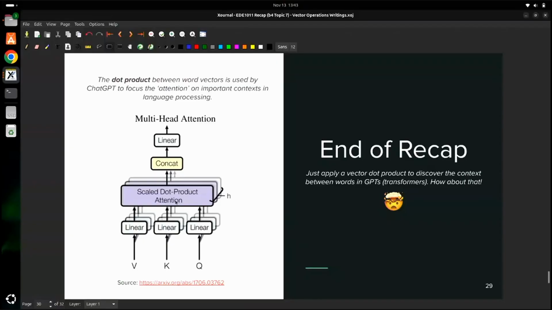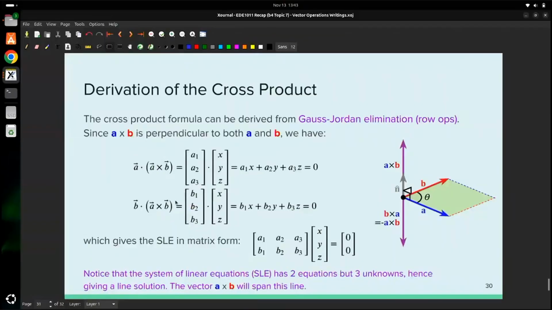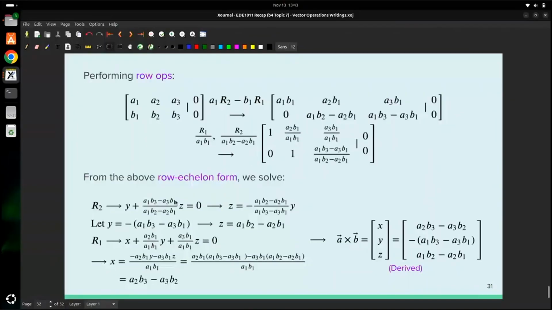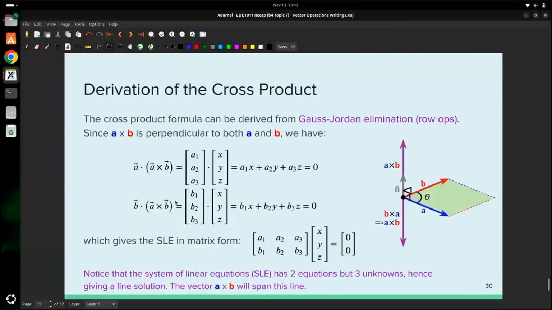LLM. Okay? If you are interested in the derivation of the cross product, I have added two slides here. But of course the derivation will not be tested. You just need to know how to compute the cross product. Not to worry at this stage, because in topic 8 you are definitely going to compute the cross product as part of other operations. So I think you will have more practice in topic 8. Questions? Okay, good.